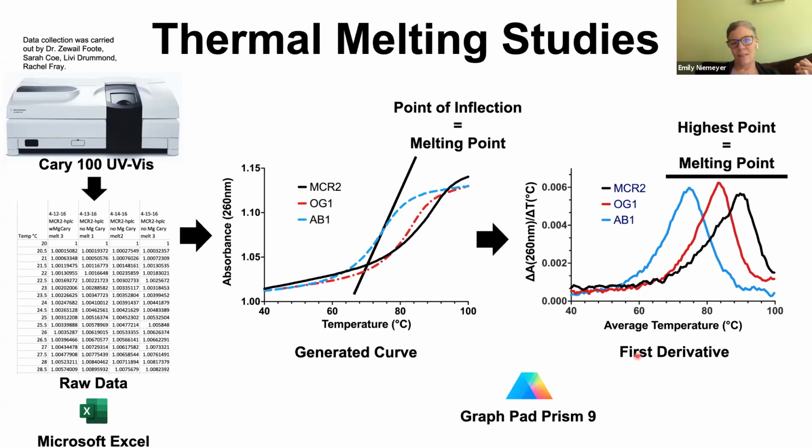It looks to me like the MCR2 has a different shape in that tailing on the front end than what I see in the OG1 and the AB1. So I'm wondering if that's something y'all investigated, or if it just happens, or if it actually means something.